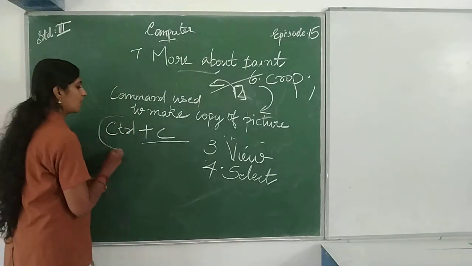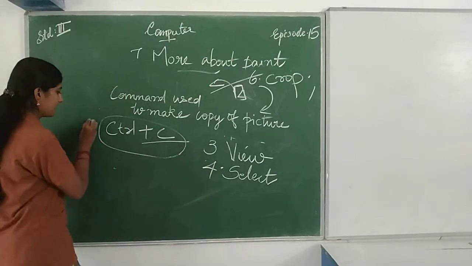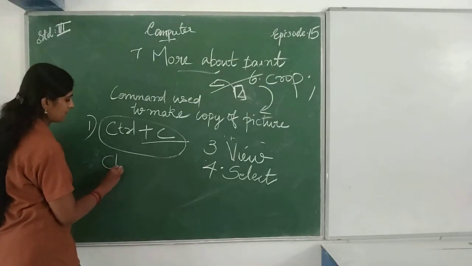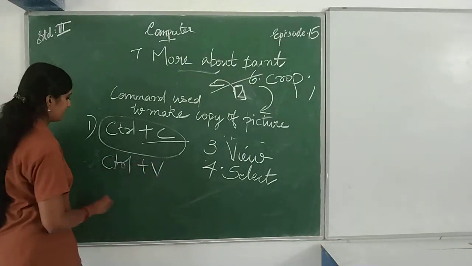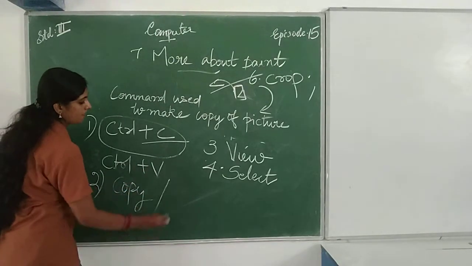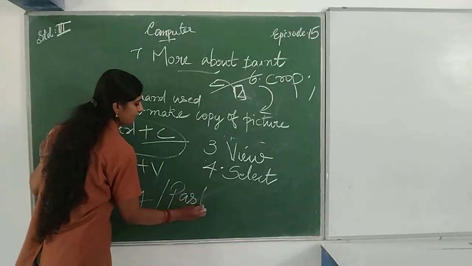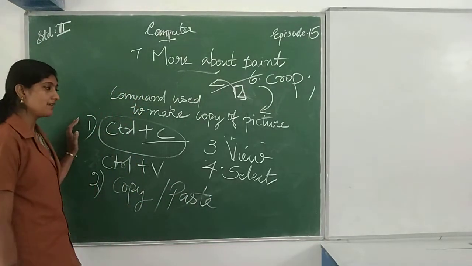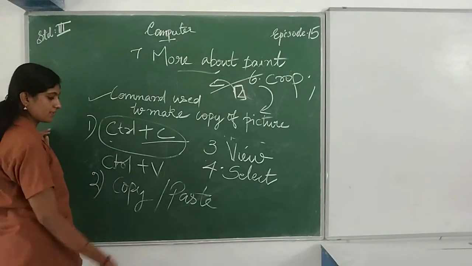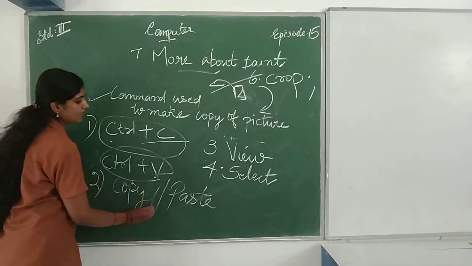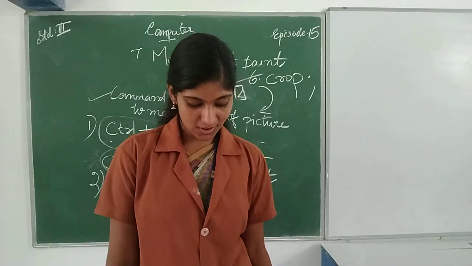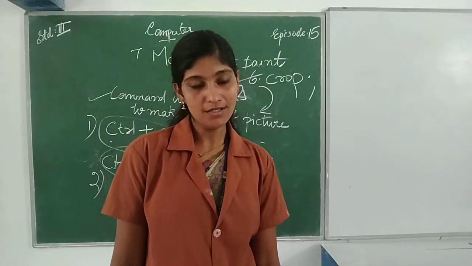This is the shortcut key or command. We can say Control plus C and Control plus V. Also we can say copy, paste. So this is the command used to make a copy of a picture: Control plus C or Control plus V. Simply we can say copy or paste is the command used to make a copy of your drawing.